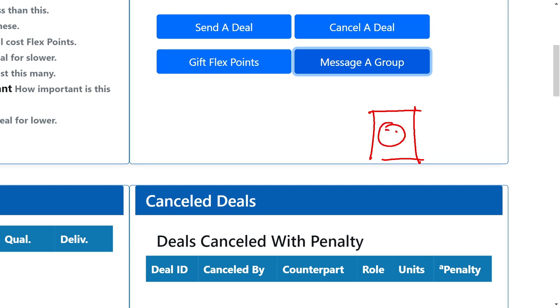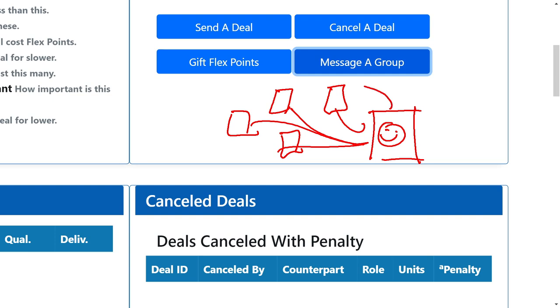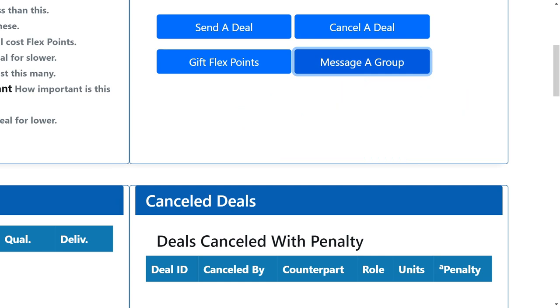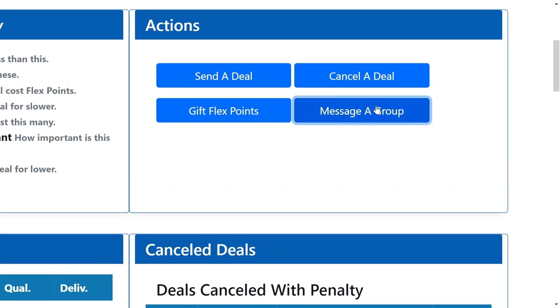Let me see. This is my group here, and then there are many other groups, and I can contact them. I can make a big deal with one group and maybe a big deal with another group. That's okay. Or I can make many small deals. So just keep that in mind. All right, so that's how you can find a group.